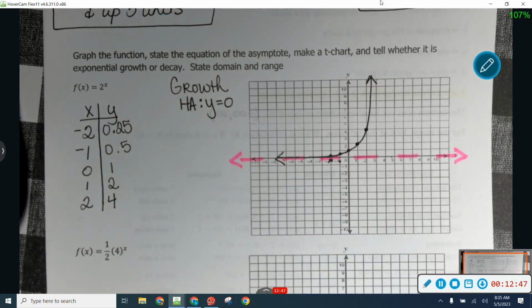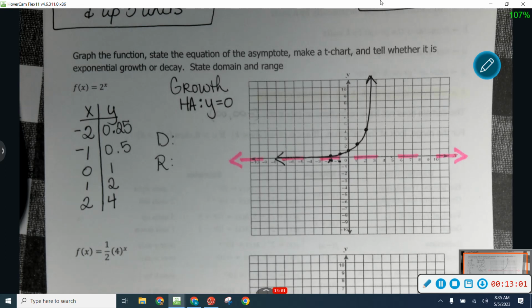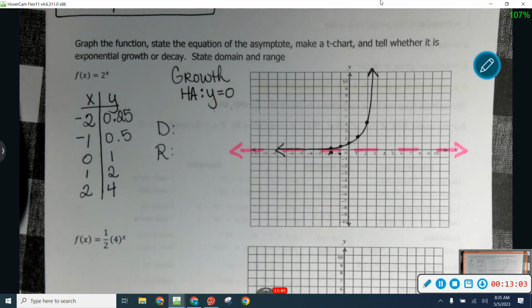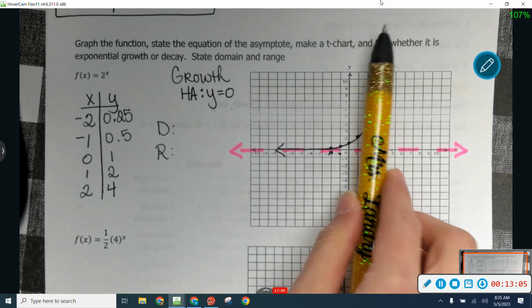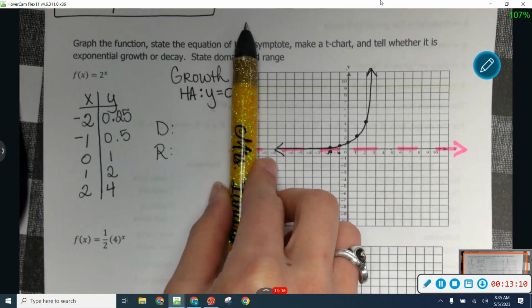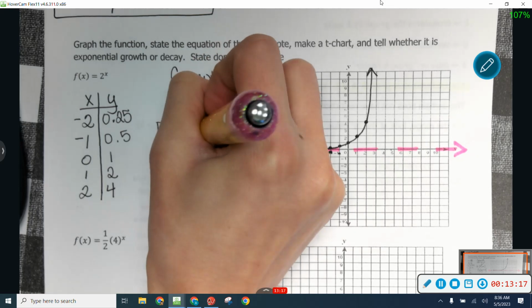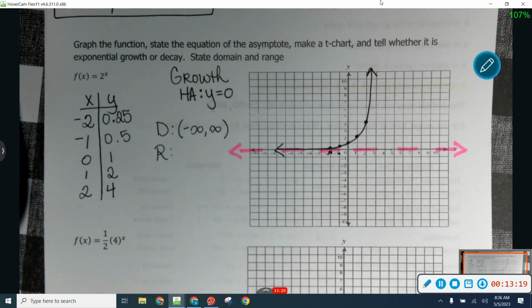Could I have included more points? Sure. But your bare minimum, I want you going from -2 to 2. Okay? So now I need to look at domain and range since I don't have transformations. My domain, do I have a boundary on the left or the right? So a boundary would be a vertical asymptote. I don't have a vertical asymptote, so that's my all real numbers, -infinity to +infinity.